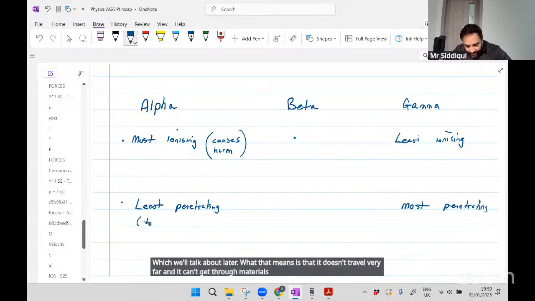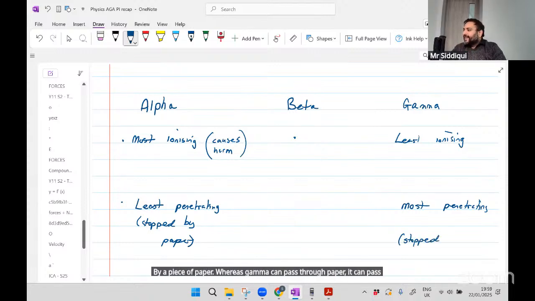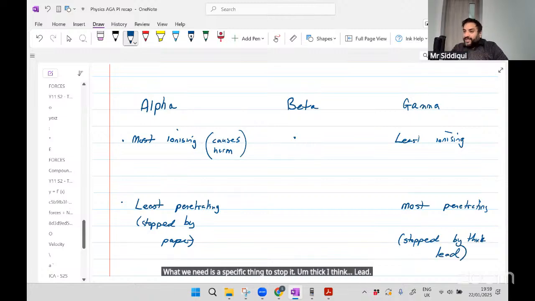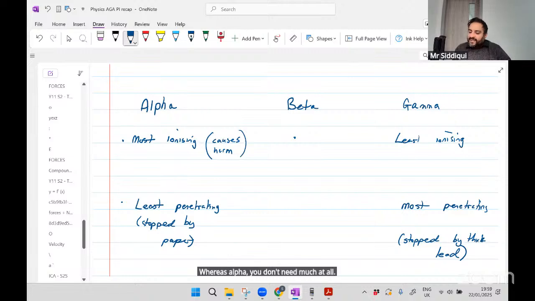Alpha radiation is basically stopped by a piece of paper, whereas gamma can pass through paper, it can pass through most metal. What we need is a specific thing to stop it. Thick lead. So a thick material is needed to absorb and stop gamma radiation from passing through it. Whereas alpha, you don't need much at all. It can't pass through something as thin as a piece of paper.